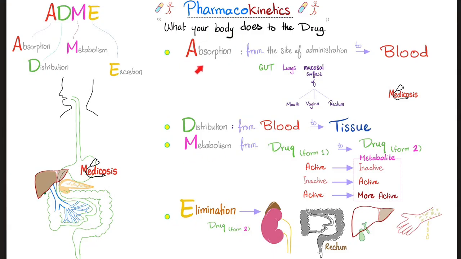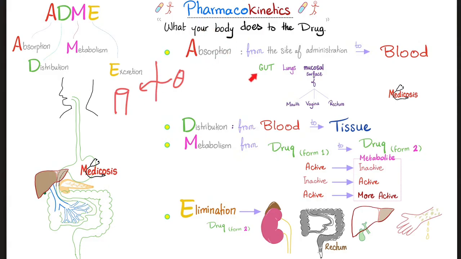What does absorption mean? Absorption means that the drug is going to reach your body by passing through a barrier, by passing through a membrane. If the drug was here and then passed through a membrane and now it was able to reach your blood supply or vascular system, then this process is called absorption. But remember, you have to pass a membrane in order to be absorbed.